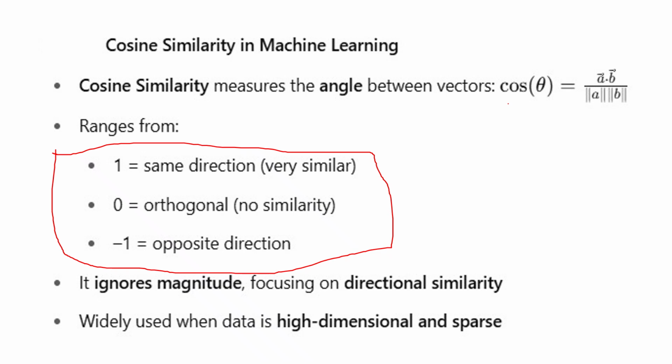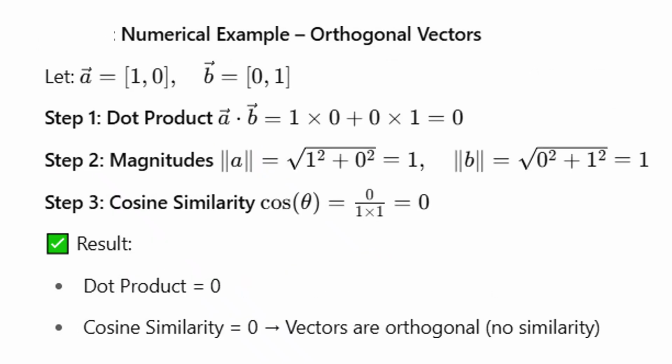Okay, it can be any value greater than 0. But in cosine similarity, it is not the case. If the two vectors are similar, they will always have the value 1. Okay, that is the difference. So it ignores the magnitude and only focuses on the direction, or the pattern, or the similarity. It's used when the data is high dimensional.